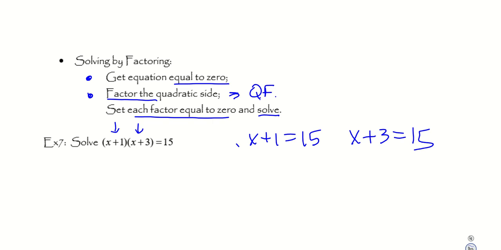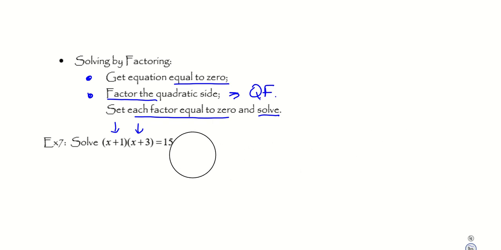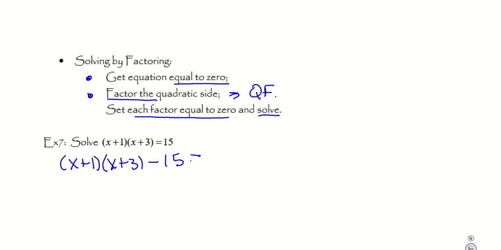So that doesn't make any sense, doesn't work, we're not going to do it, so let's take that away. What we are going to do is we want this equation equal to 0. So I'm going to subtract the 15, and I've got x plus 1 times x plus 3 minus 15 equals 0. Now we're going to simplify this side, so we're going to multiply these two together, and we get x squared plus 3x plus 1x plus 4x plus 3 minus 15 equals 0.